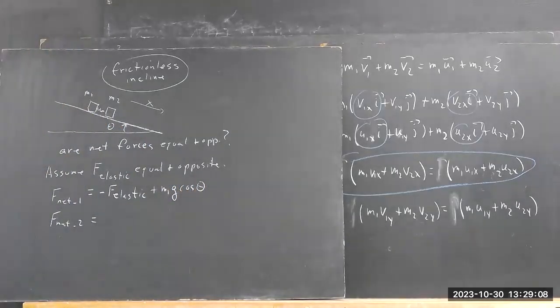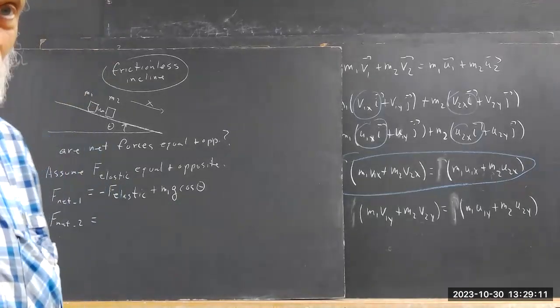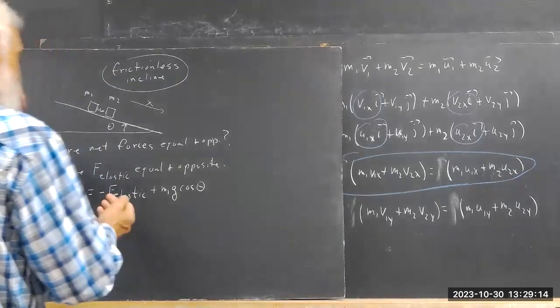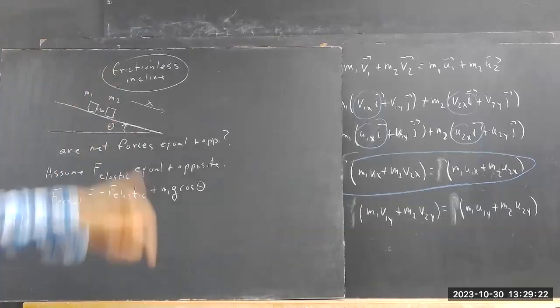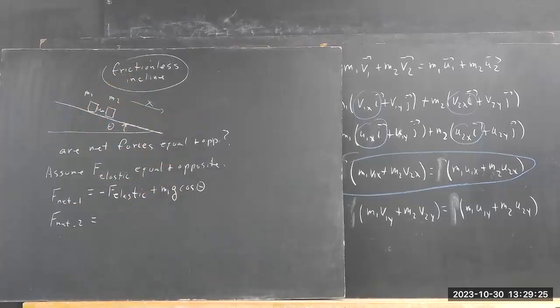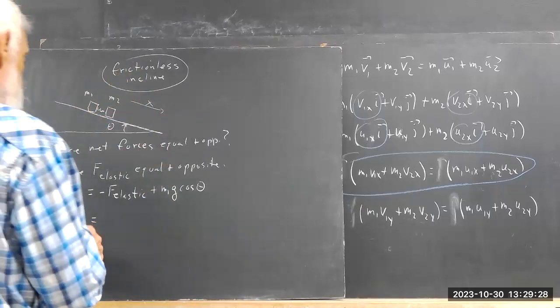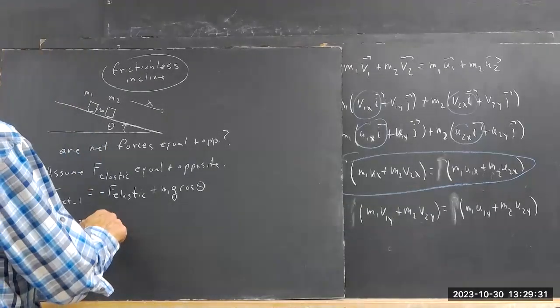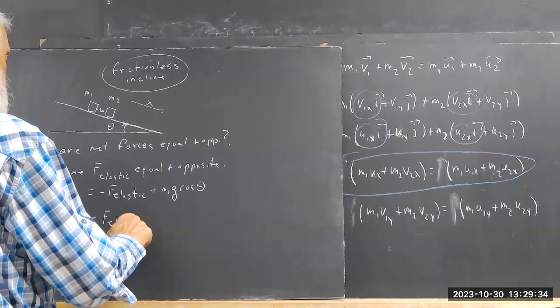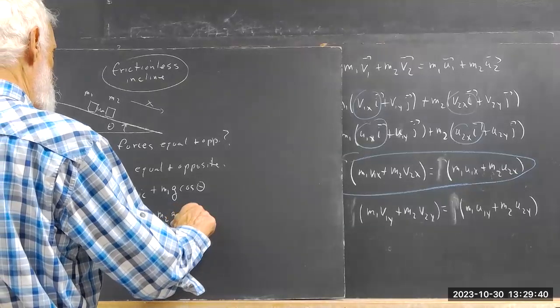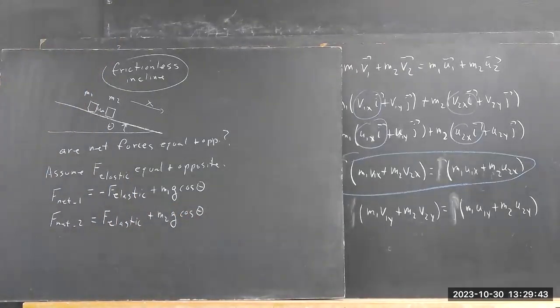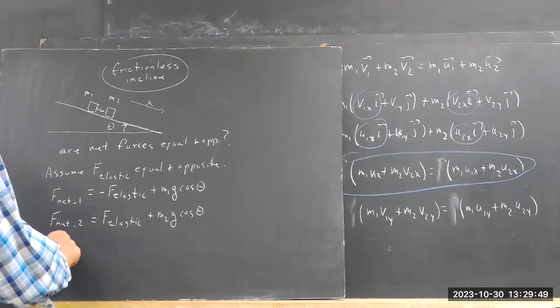But then you'd have plus M1 g cosine theta, which I think you know perfectly well. People try to say that, but you want to separate it out. You kind of confuse the F elastic with the M1 g cosine theta, so take one at a time. You know both of these forces are acting, and if there's friction, there's also friction. But let's just keep it simple. F net 2 is what? F elastic plus M2 g cosine theta, right? Now, question.